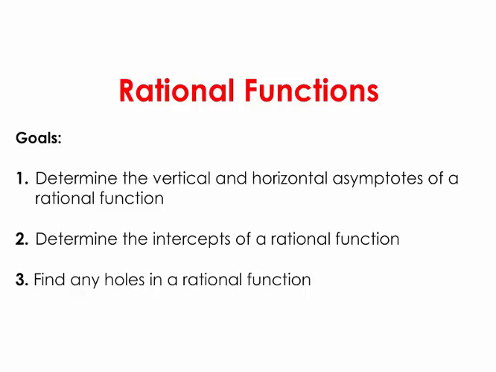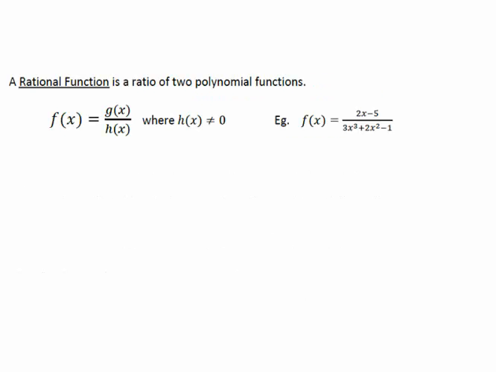So let's look now at rational functions, and we're going to look at a couple new topics here. We're going to first determine vertical and horizontal asymptotes, which might be new to you, find intercepts, we've done that before with other functions, and then determine any holes in a rational function.